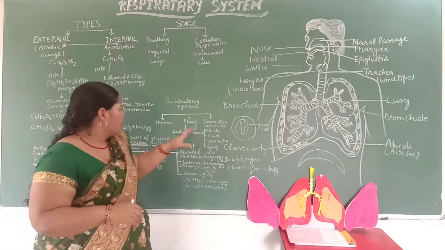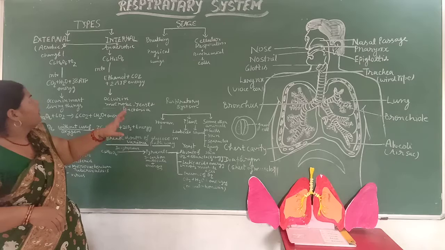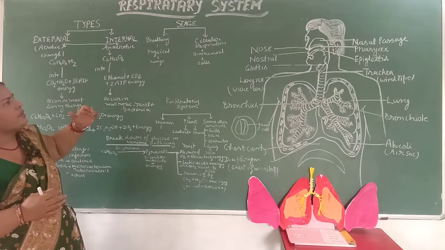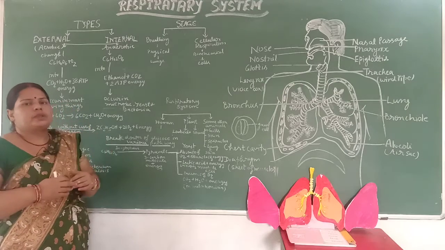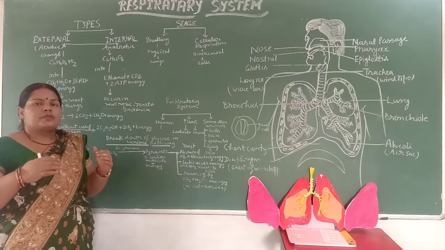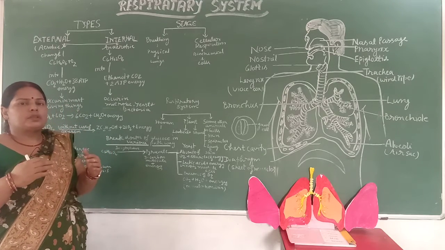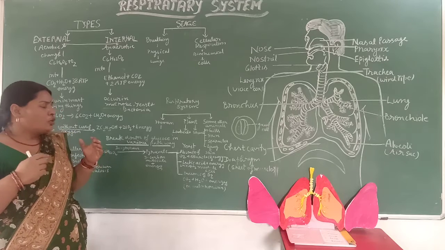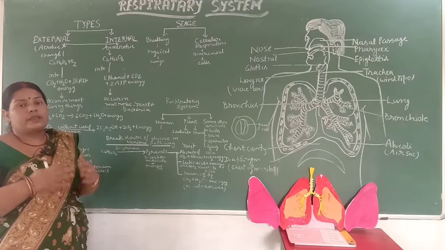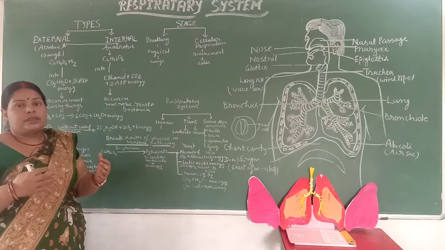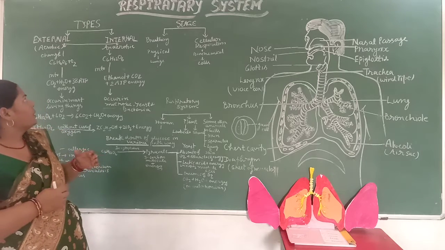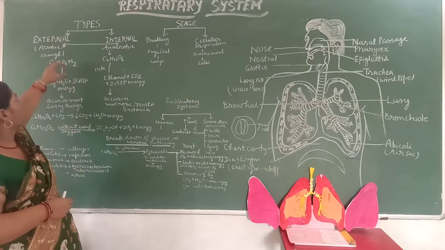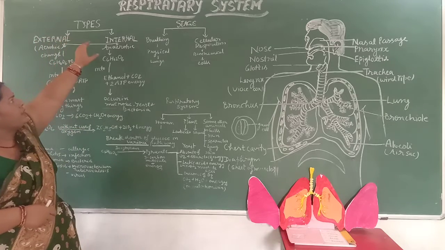Again, you see the different types and the function breakdown of glucose in various pathways. The different pathways are the physical process found in the environment, how the cells take in oxygen and release carbon dioxide, in different ways. First is the external type and second is the internal.